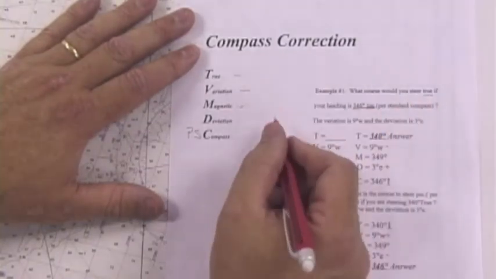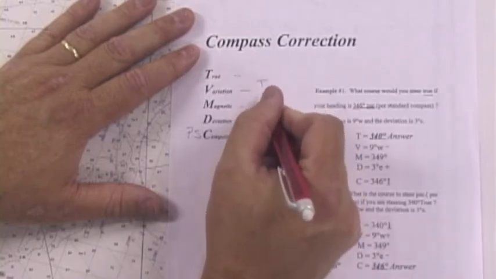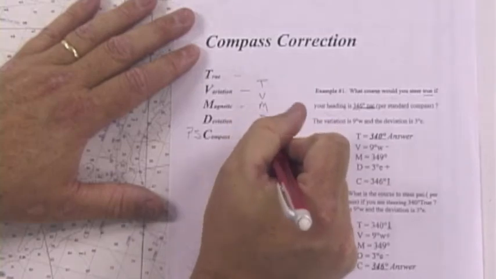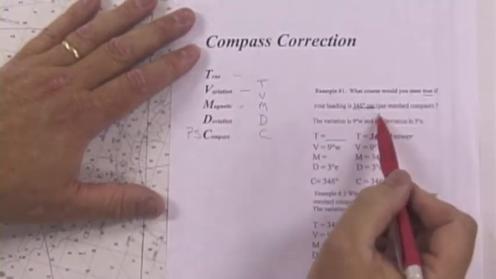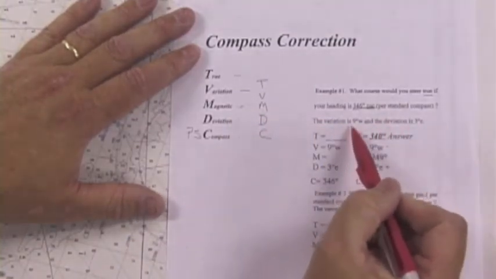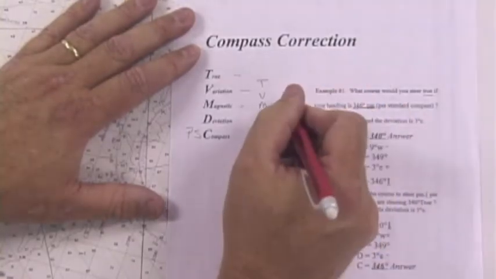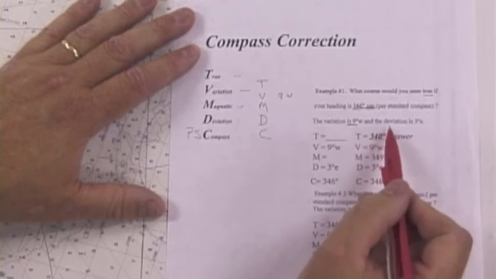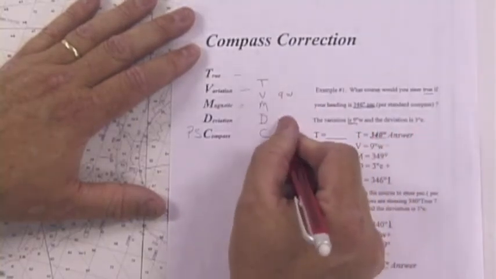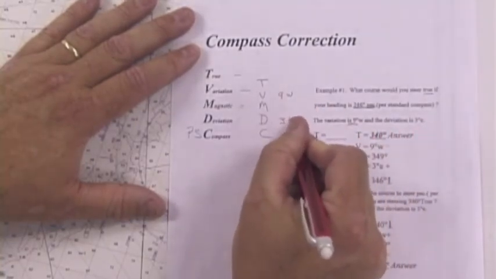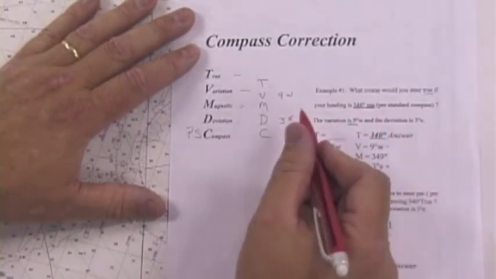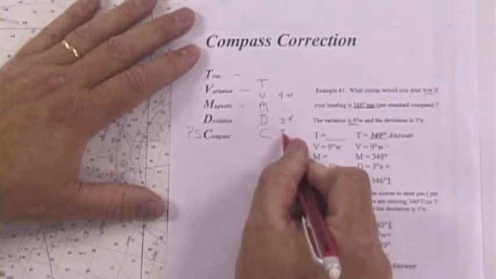So what I would do is I'd go in and do my TVMDC. Now they're giving us some things here, all right? They're going to say our variation is 9 west. Our deviation is 3 east. And our PSC is 346. Our compass heading is 346.